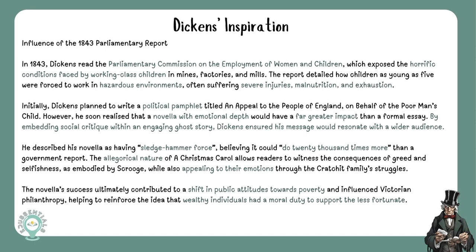Now let's look at the influence of the 1843 Parliamentary Report. In 1843, Dickens read the Parliamentary Commission on the Employment of Women and Children, which exposed the horrific conditions faced by working-class children in mines, factories and mills. The report detailed how children, as young as 5, were forced to work in hazardous environments, often suffering severe injuries, malnutrition, and exhaustion. Initially, Dickens planned to write a political pamphlet titled An Appeal to the People of England on behalf of the poor man's child.